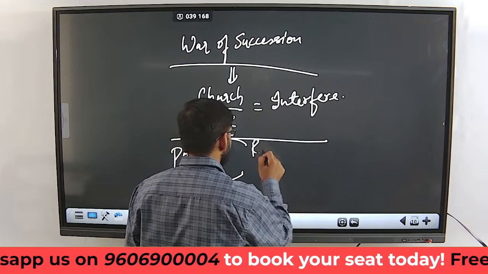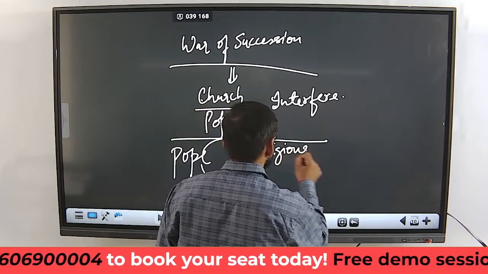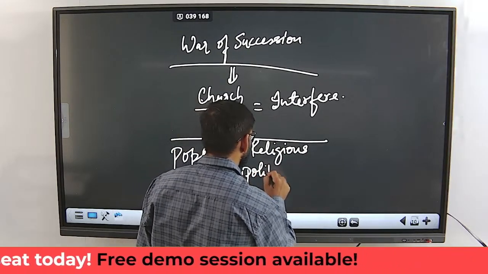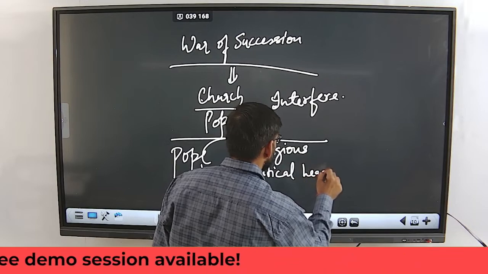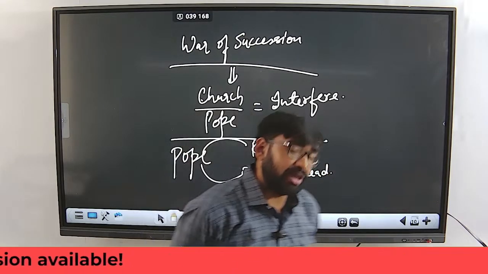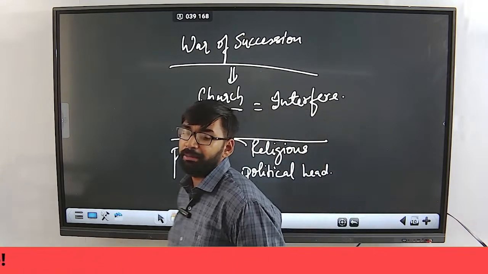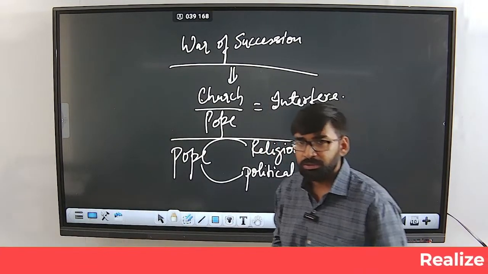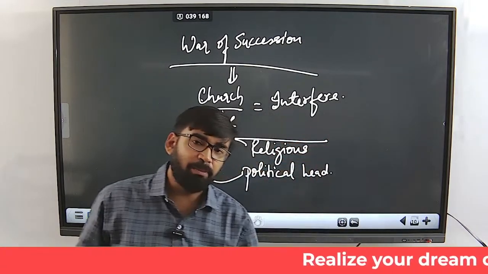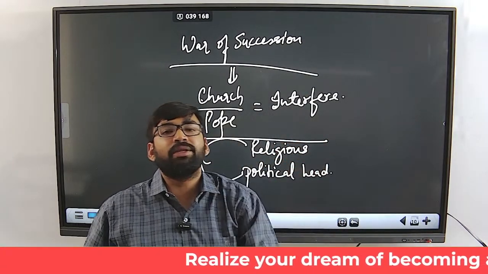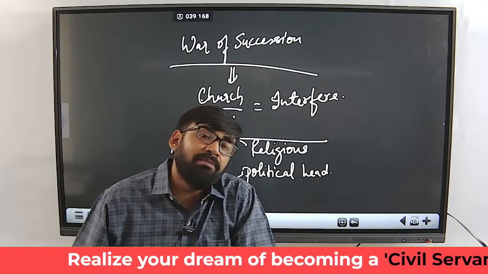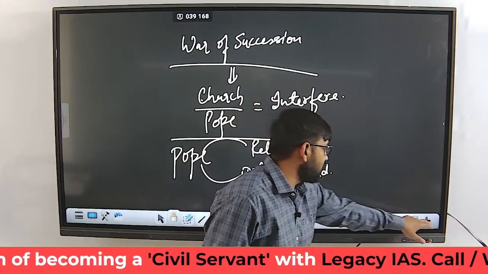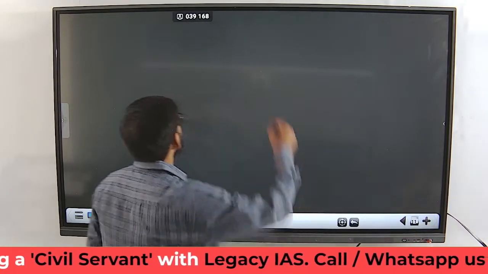So, in this manner, pope was the religious head, okay, as well as political head also. Political head. So the interference of church was there in polity. That is why when we say Western political thought, we study ancient political thought, then directly modern political thought. Why not medieval? Because in medieval times, the religious dominance was there. So in this scenario, religion started dominating over the politics.